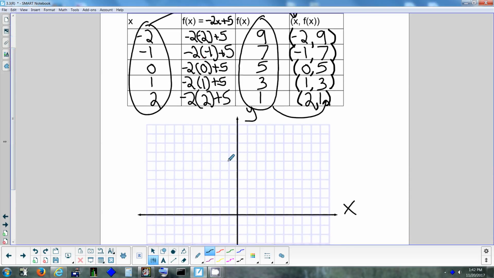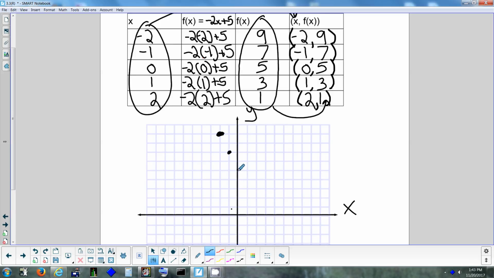All right. So x and y, right? Negative 2. I'm going to go over left 2, up 9. 1, 2, 3, 4, 5, 6, 7, 8, 9. So Josiah, that's negative 2, 9. Negative 1, 7. Am I going left or am I going right? I'm going left, and then what? Up how many? 7. 1, 2, 3, 4, 5, 6, 7. There it is.